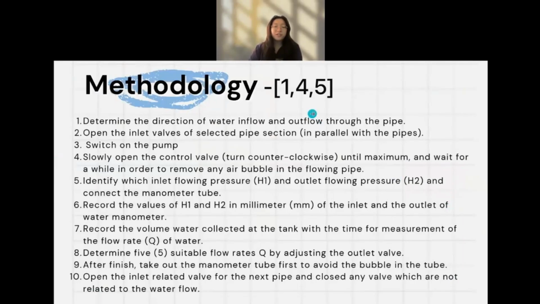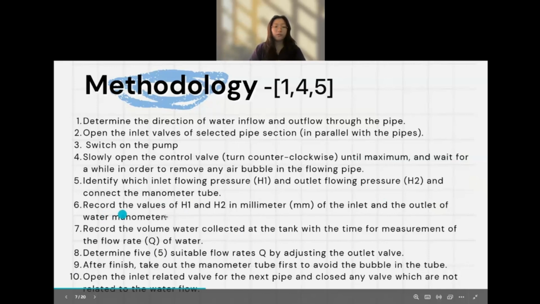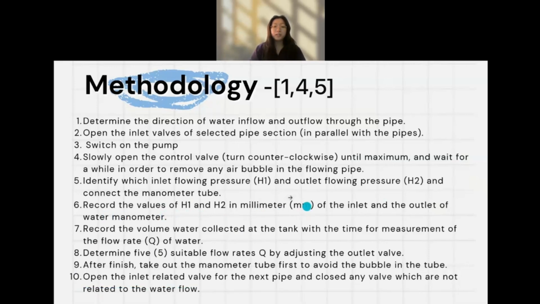So for methodology, first we should determine the direction of water inflow and outflow, open the inlet valve of the selected pipe section, and switch on the pump. After we switch on the pump, we slowly open the control valve, turning counterclockwise until maximum, and wait for a while to remove the bubbles. Then we identify the inlet flowing pressure H1 and outlet flowing pressure H2 and connect the manometer tube. Then we get the values of H1 and H2 in millimeters, the unit is millimeter, at the inlet and outlet of the water manometer.